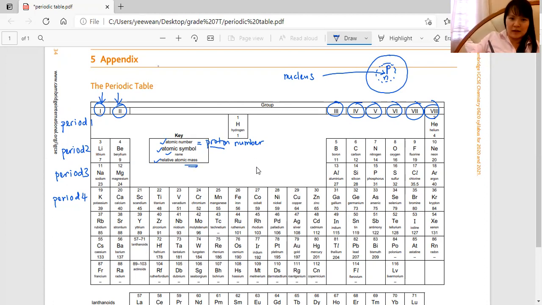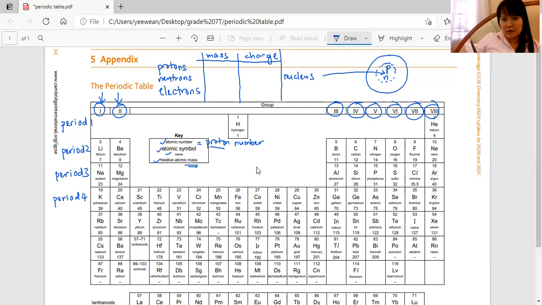Okay, so let's put it in the table. Protons, neutrons, electrons. What is the mass? And what is the charge? I hope you still remember.